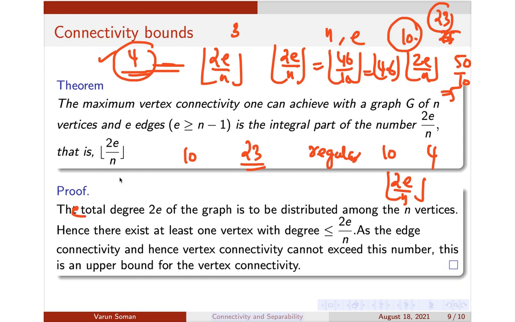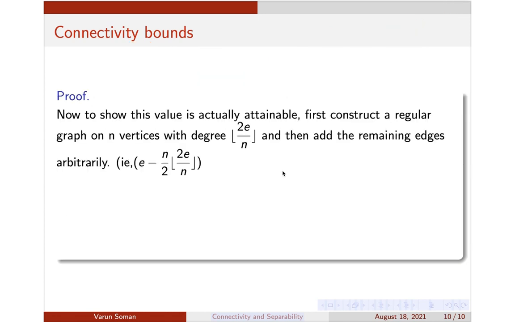For example, suppose I have constructed a regular graph like this, and one edge is remaining. I'll just arbitrarily distribute this edge like this. It's your choice. So first of all, construct a regular graph with degree, not exactly 2e by n, but the greatest integer less than or equal to 2e by n. Once you have distributed that, every vertex should have that degree, the greatest integer of 2e by n, and if any edges are remaining, you can just randomly distribute them. I hope it is clear. The remaining edges are distributed arbitrarily.